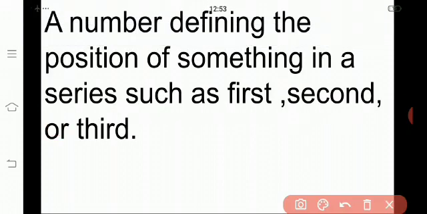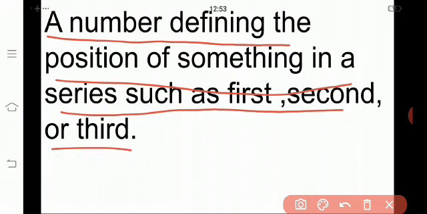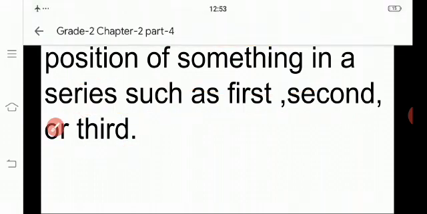Now, we are going to discuss what is the meaning of ordinal numbers. A number defining the position of something in a series such as first, second or third. Shall we move on the next one?